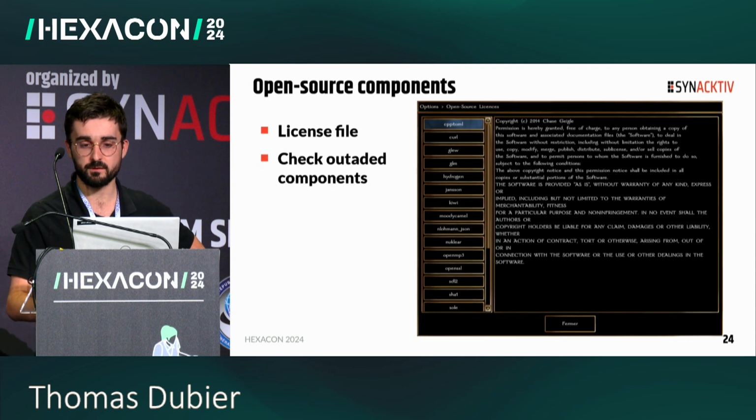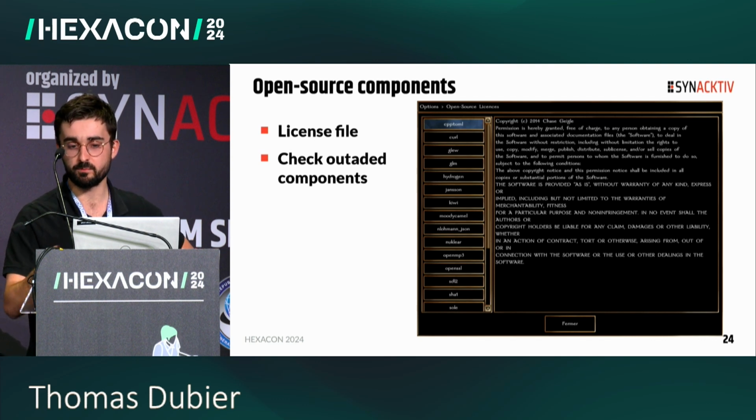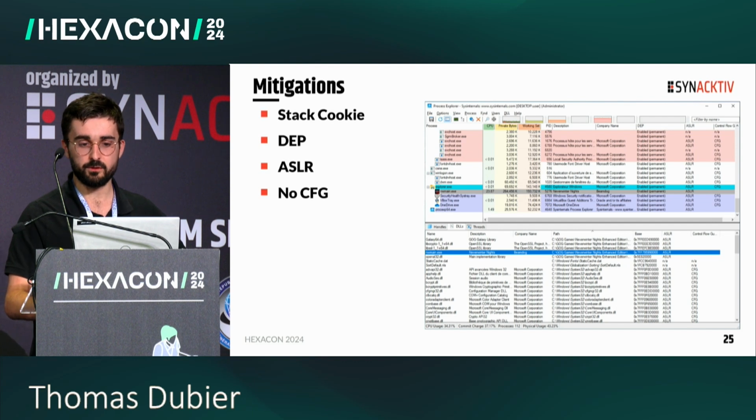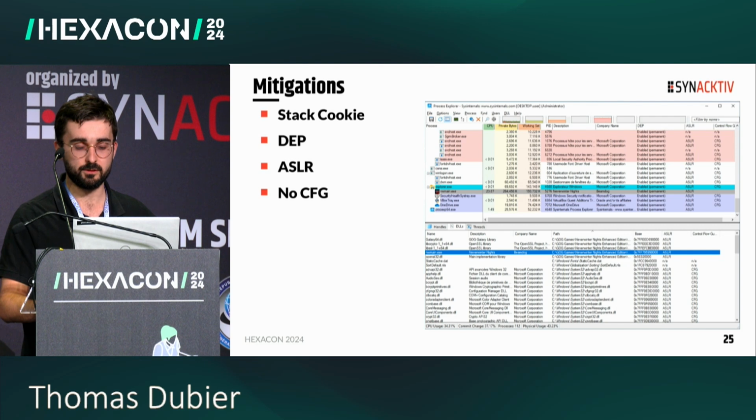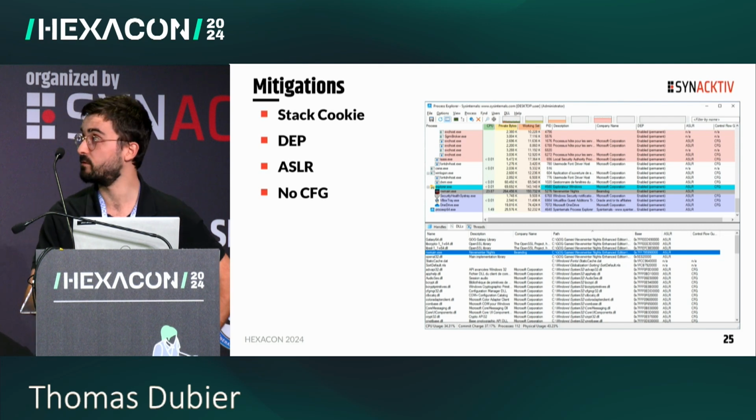And there is a license file that helps us to check for outdated open source components. There is, for example, a JSON parser, but it is up to date and doesn't contain any vulnerabilities. We can also get classical information about mitigation. We have standard mitigations enabled like stack cookie, DEP, and ASLR. ASLR is also enabled for DLLs that are installed with the game.